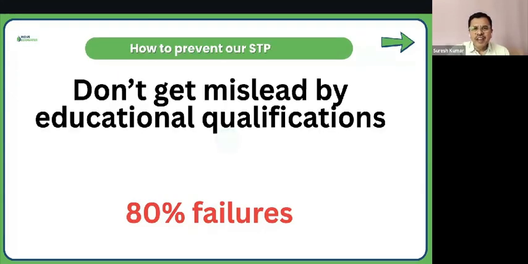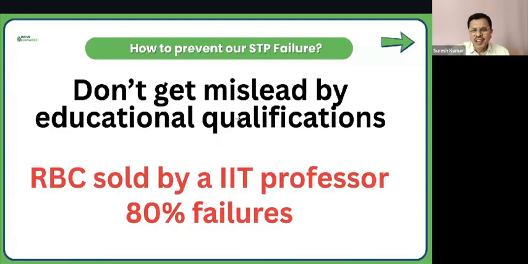Now, how to prevent our STP failures? I was just talking about this example, right? Do not get misled by one or two successes. Whenever you come across some new technology, be very careful. Most new technologies will prove to work in lab scale. When you scale up, they may not work. You don't have so many installations to generate or validate those designs.